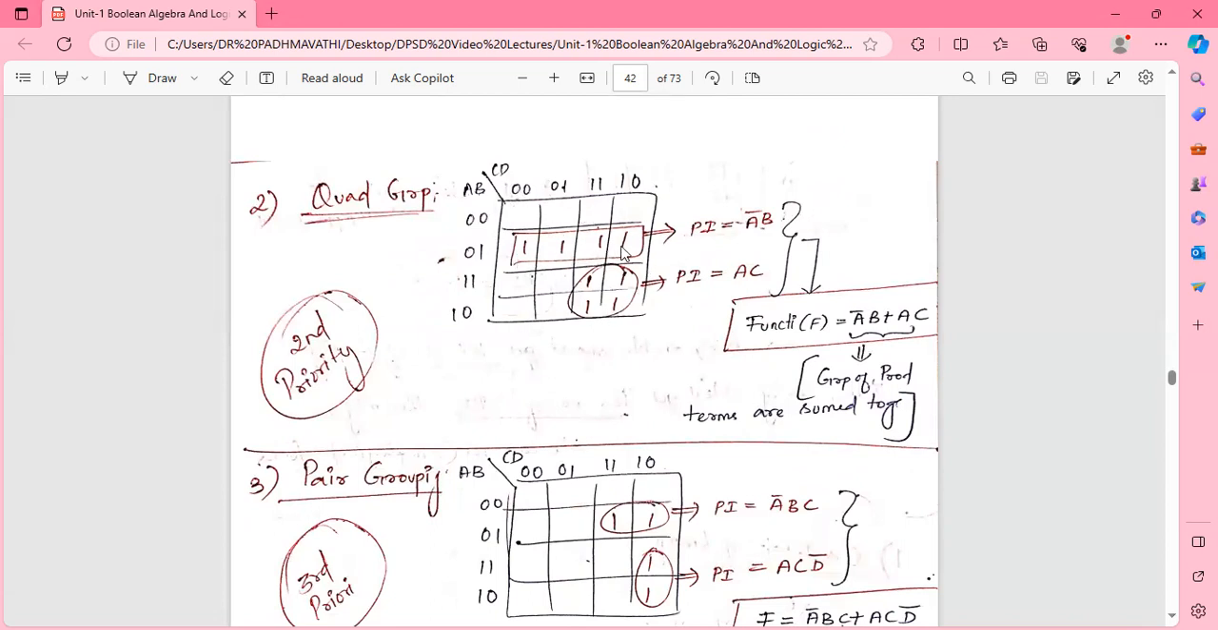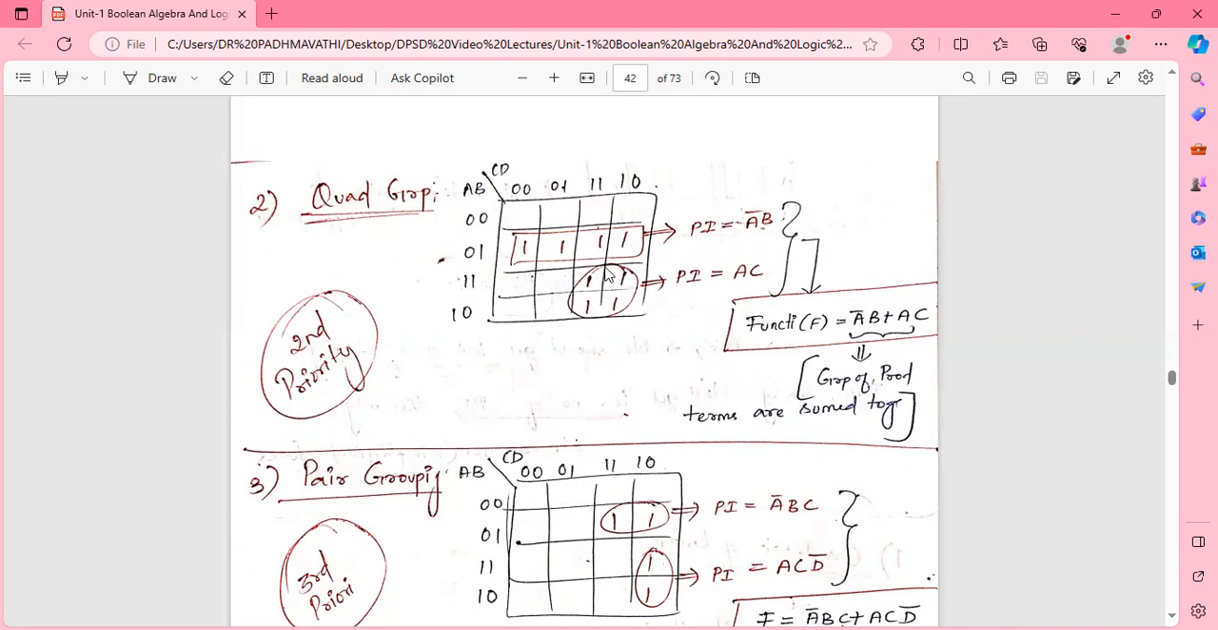See that all these 4 cells are formed as one group, and here the prime implicant is A bar B. Here all these 4 cells are mapped as a quad group, and that prime implicant is AC. So now A bar B plus AC is the minimized SOP for this given problem statement.